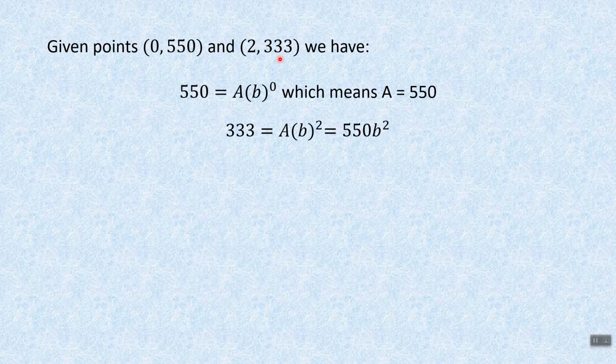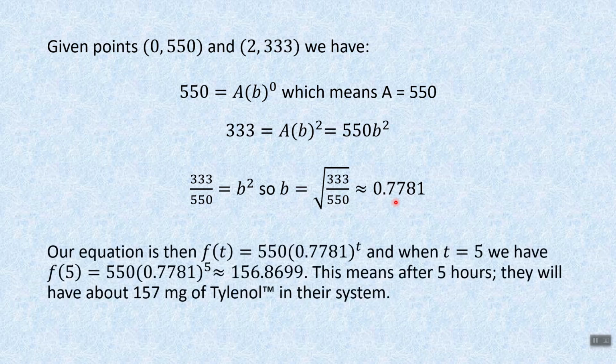We also have the second point: 333 is equal to a times b squared. Well, we know that a is 550, so we can put that in there and we'll have 333 equals 550 b squared. From there, we can solve for b by dividing both sides by 550. Once we have 333 over 550 equals b squared, we can take the square root of both sides. When we take the square root, we'll end up with about 0.7781. I went to 4 decimal places because that's really what you need in order to be accurate. And if you go at least to 4 decimal places, you'll be good for most of your homework assignments.